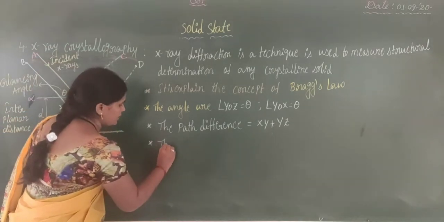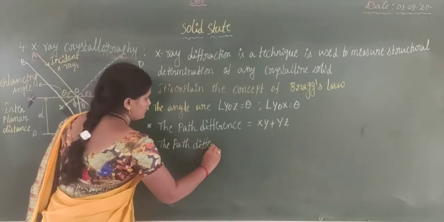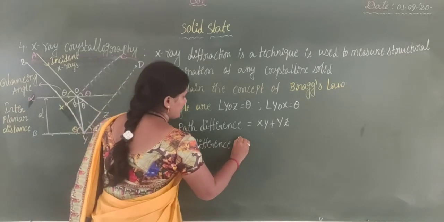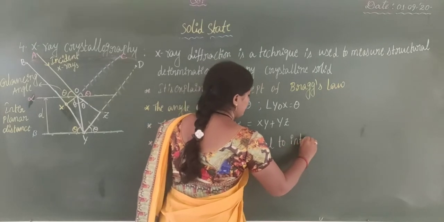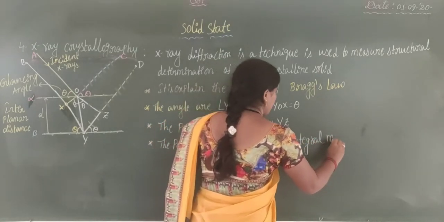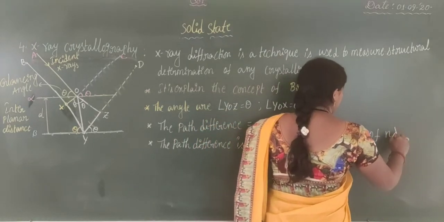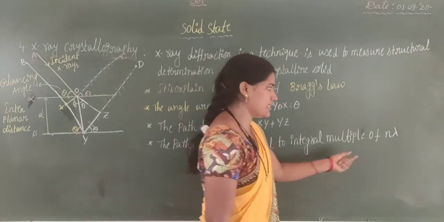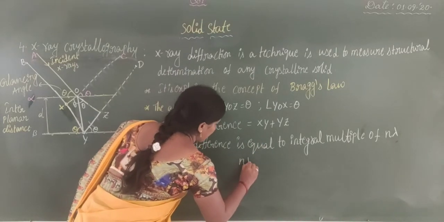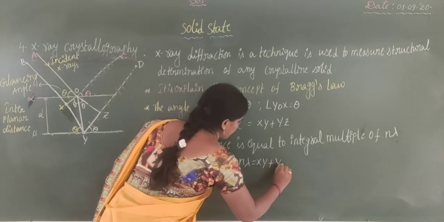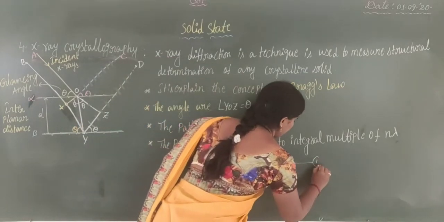The path difference is equal to an integral multiple of the wavelength, n lambda. The wavelength is represented with lambda. So n lambda is equal to XY plus YZ. That is represented as equation 1.